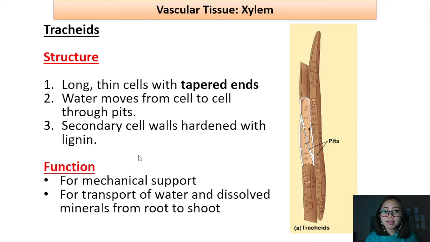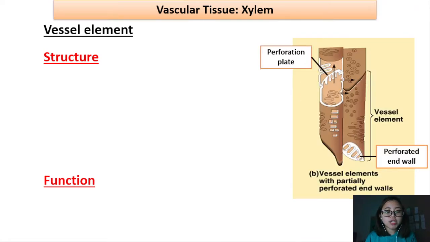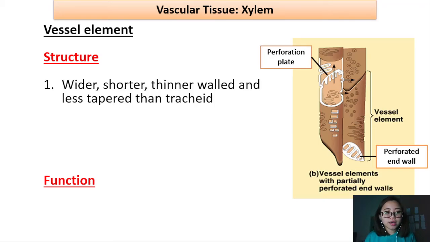Now let's look at the second shape or second version of xylems, which is the vessel element. Nampak sudah kan perbezaan dia dari segi bentuk. Okay, the vessel elements are wider, shorter, and they have thinner walls and less tapered than tracheids. So dia pendek, dia lebar sikit, dinding dia nipis sikit dan dia punya hujung tidak berapa tajam.